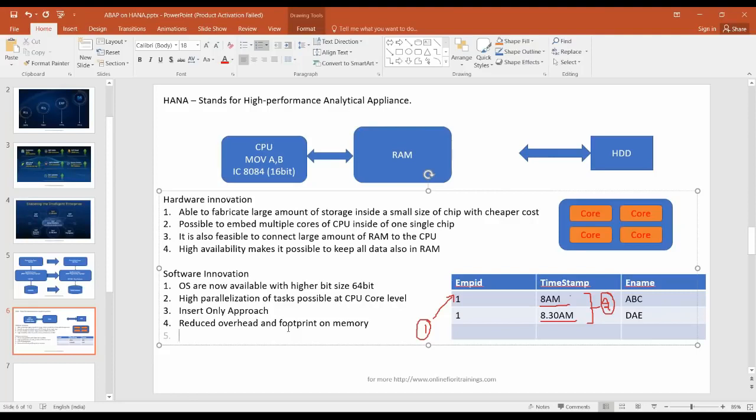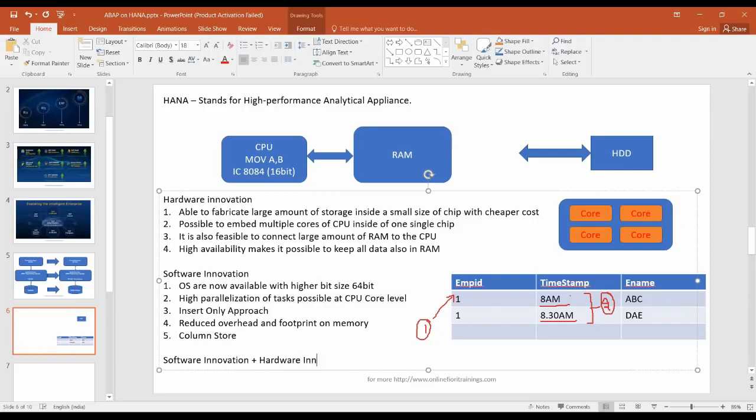And last but not least, the innovation in terms of storage capacity, the way we store the data: column store was introduced. What is column store? We'll discuss it in a minute. Now, guys, you combine these two things, hardware innovation and software innovation. If you combine both of them, that gives a new generation database. So software innovation plus hardware innovation gives the complete outcome as something called HANA database.